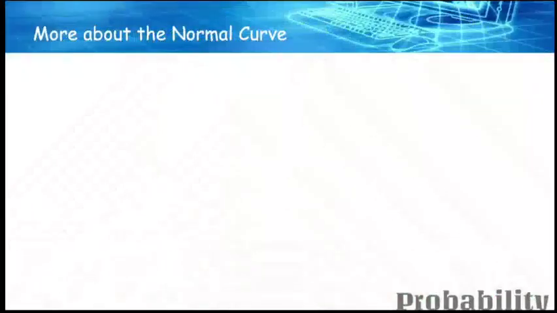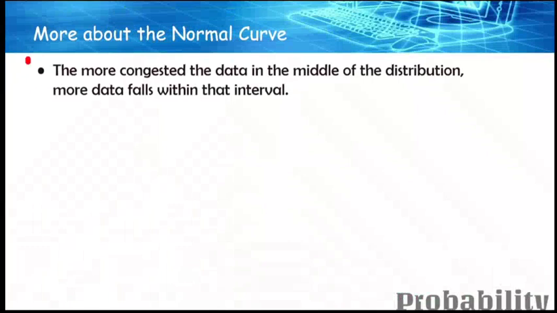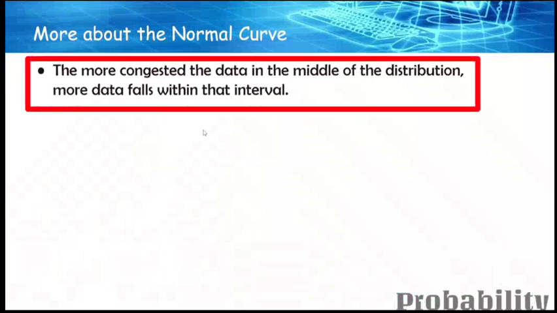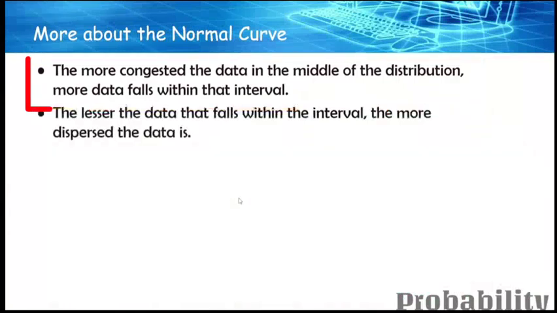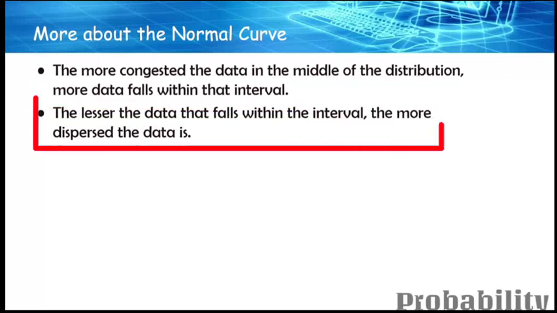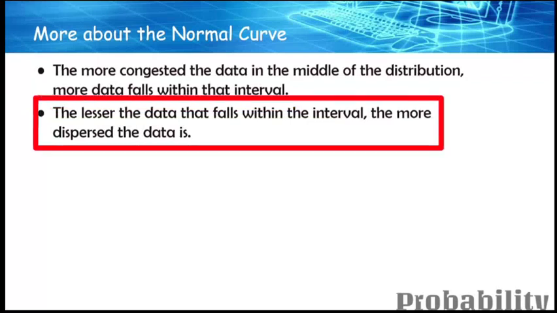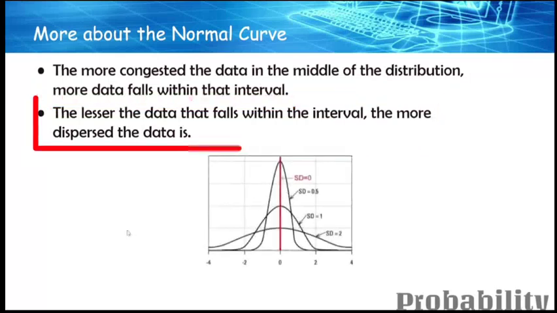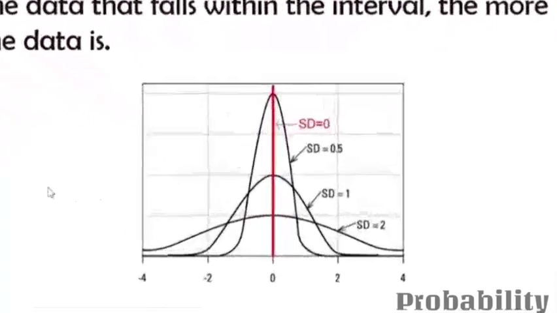Few more things about normal curves. Basically, the more congested the data is in the middle of the distribution, the more data falls within the interval. Previously we had seen the first interval, second interval, and third interval having 99.7%. The less data falls within the interval, the more dispersed the data is. Again, this would be the representation of it.